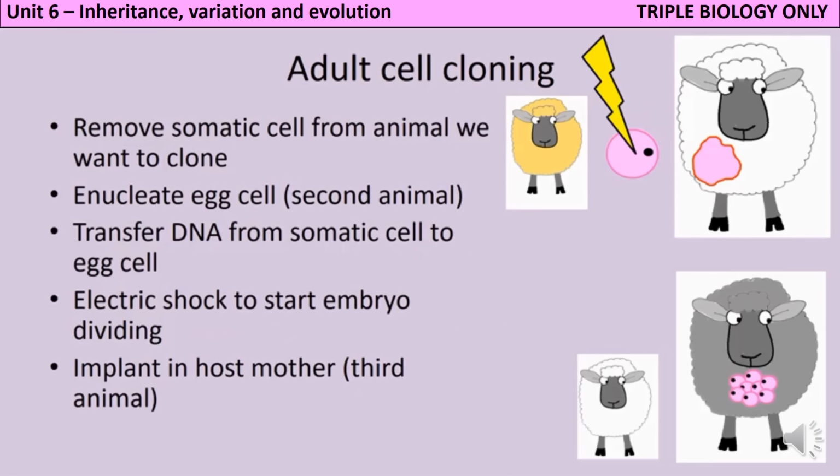Adult cell cloning is the type of cloning that was used to clone Dolly the sheep. If I want to clone my white sheep up here, the first thing that I do is remove one of its body cells, its somatic cells. Then I take an egg cell, usually from a second animal, and I remove the nucleus from that egg cell. I put in instead the nucleus from the body cell from my white sheep. Then I use an electric shock to start that embryo dividing, and then I can put it within a host mother or a surrogate mother who will carry it to term. When she gives birth, the clone that she gives birth to is identical to my white sheep that I started with.